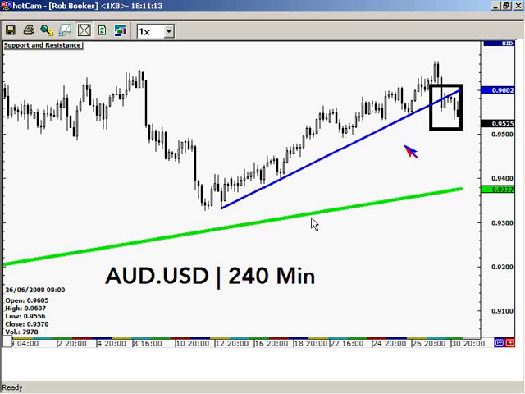Because it can fake you out. It can swoosh below that trend line and then go right back up and continue in the direction it once was. Yeah, that's exactly right. We don't want that to happen.